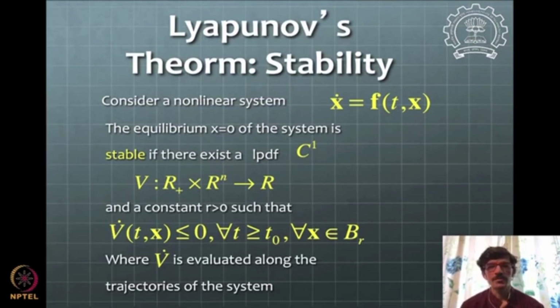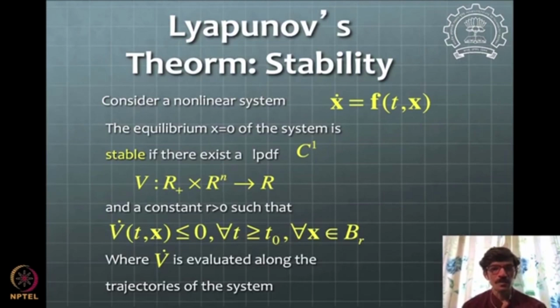It takes R plus and Rn to Rn again. That is how this f is defined. Now for this system, this first stability theorem says that the equilibrium x is equal to 0, the 0 vector, of the system is stable if there exists a locally positive definite function, C1. C1 means continuously differentiable one time, and we have seen the definitions of locally positive definite function.